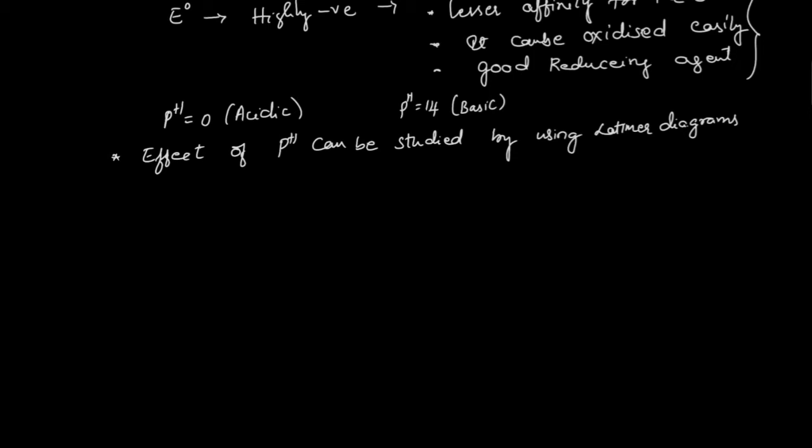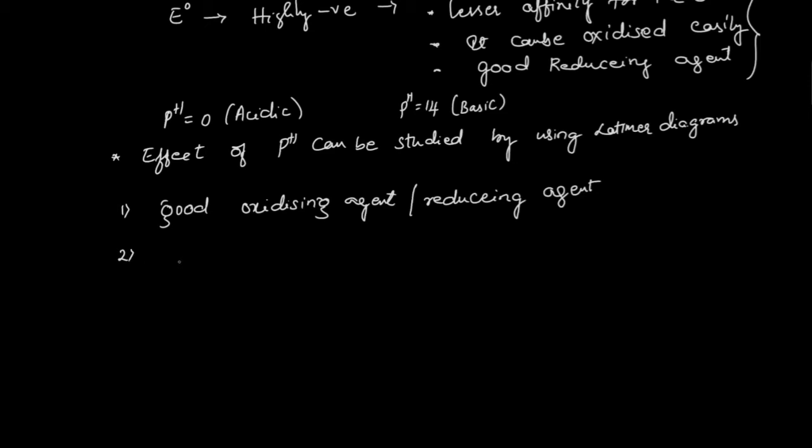So what information do we get from the Latimer diagram then? The first information we get after seeing the Latimer diagram is that a good oxidizing agent and a good reducing agent can be identified by using this diagram. The second application is the thermodynamic stability.